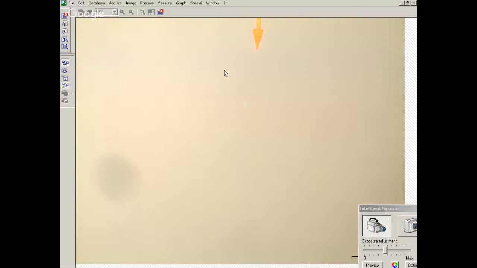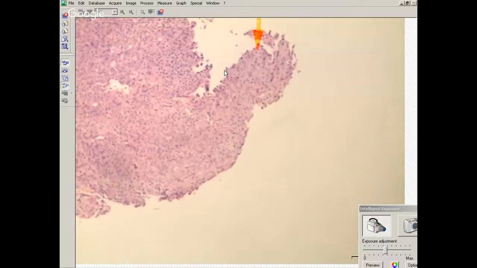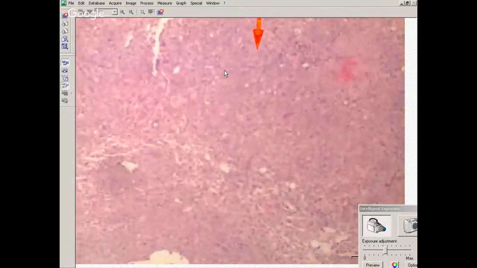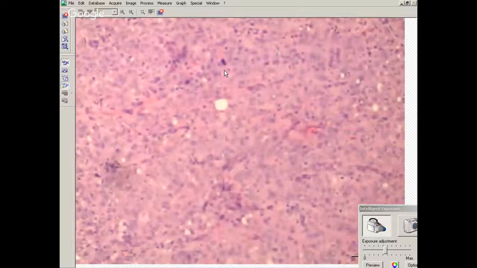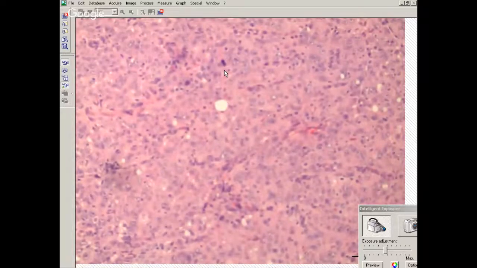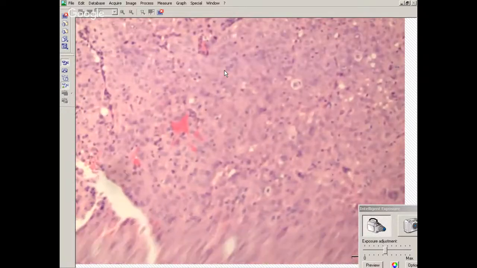Okay. So this is also dural based. And it's fairly nasty looking, right? Very epithelioid. Very epithelioid.